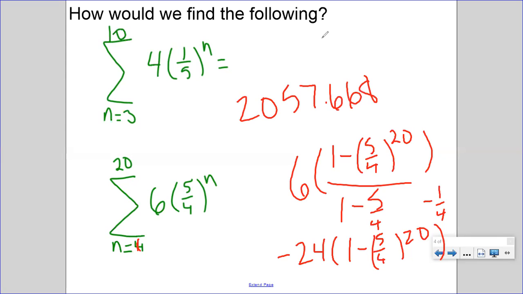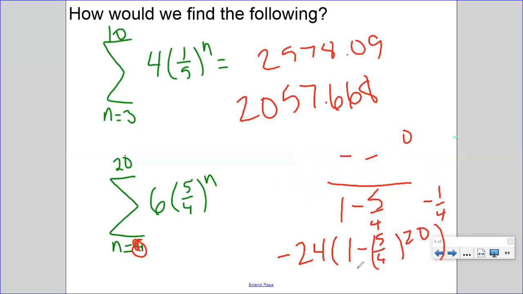What do we think about that? Isn't it 20 instead of 21? Well, yeah, so here are two ways we can think about this. If you want to do 21, that's fine, but then this would be from 0 to 20. So it depends on how you want to set this up. If we do 21, I'm okay with that. This number becomes 2578.09. Now the problem there is that we need to subtract.